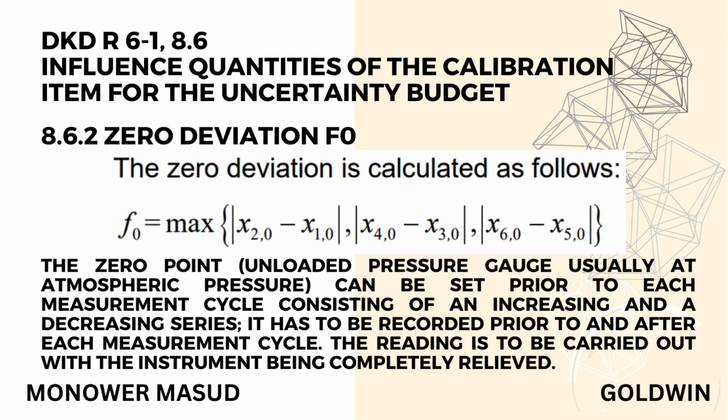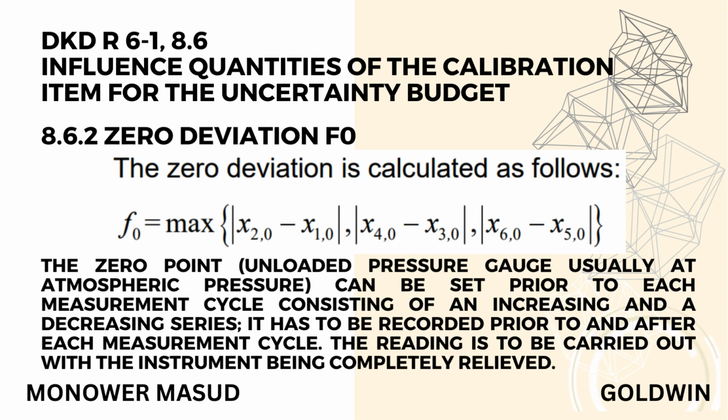Zero deviation, F0, in pressure gauge calibration. Today we look at zero deviation, denoted as F0, in the calibration of pressure gauges. Specifically, we'll focus on the critical process of setting the 0 point. Defining zero deviation: zero deviation, or F0, represents the deviation of a pressure gauge reading when the instrument is completely relieved, typically at atmospheric pressure. This is a vital parameter ensuring accurate measurements across various pressure ranges.